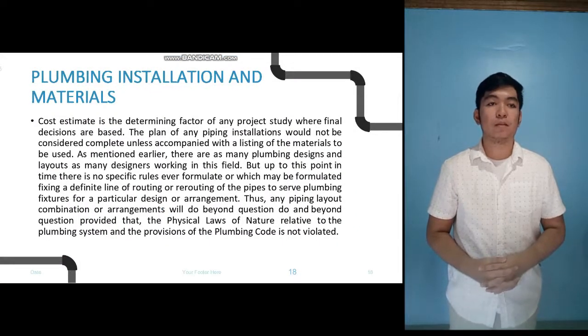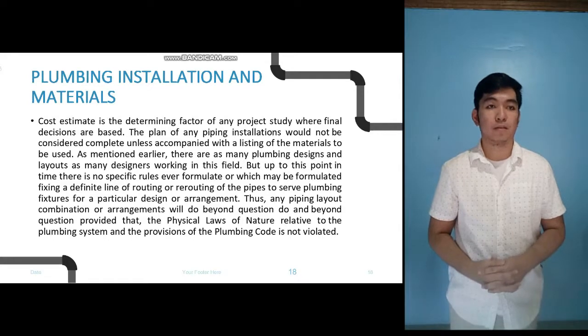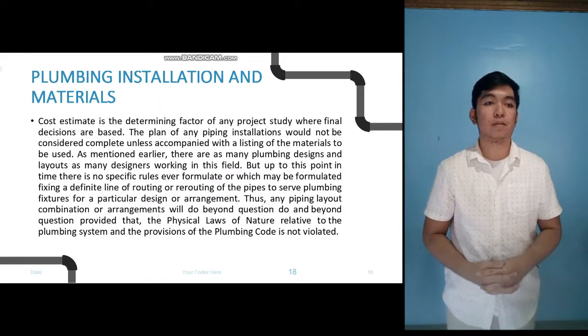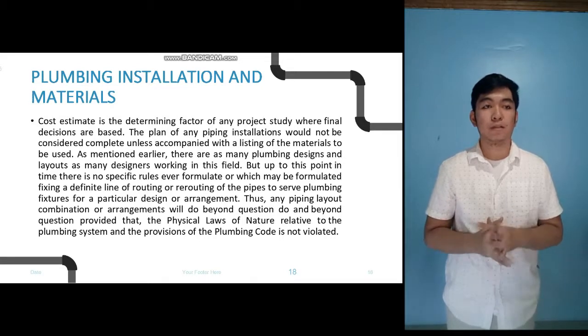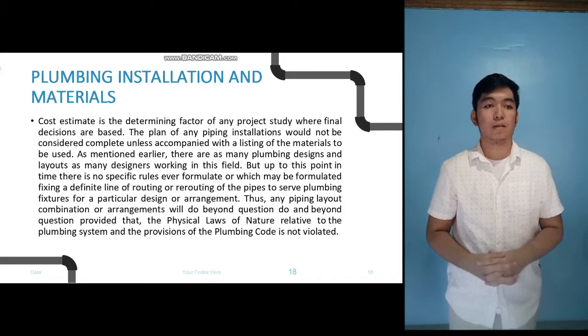Cost estimate is the determining factor of any project study where final decisions are based. The plan of any piping installation will not be considered complete unless accompanied with a listing of the materials to be used. As mentioned earlier, there are as many plumbing designs and layouts as there are designers working in this field.